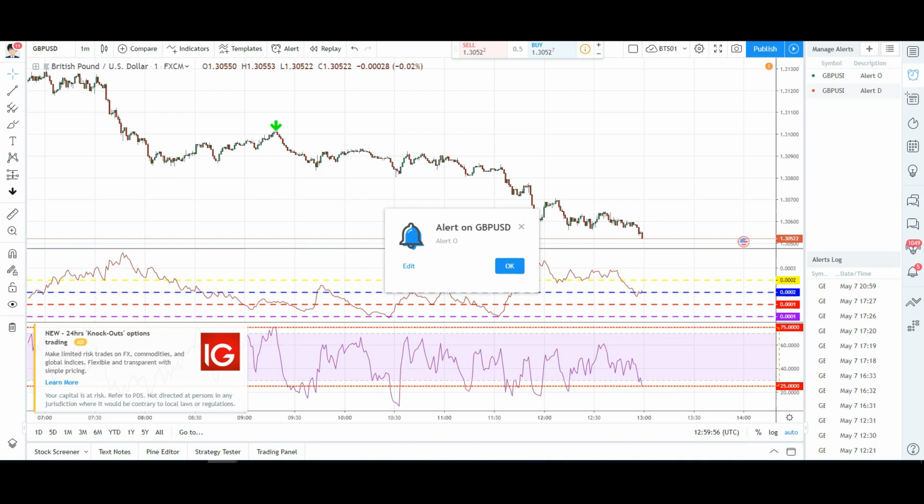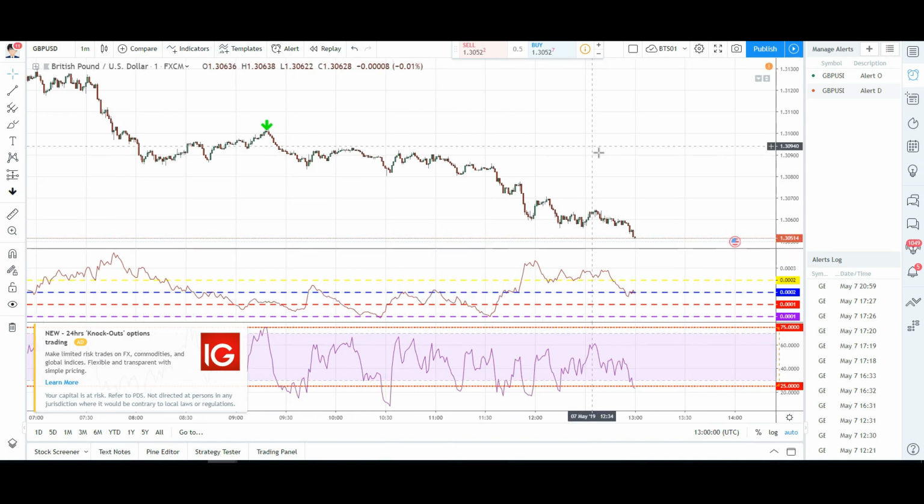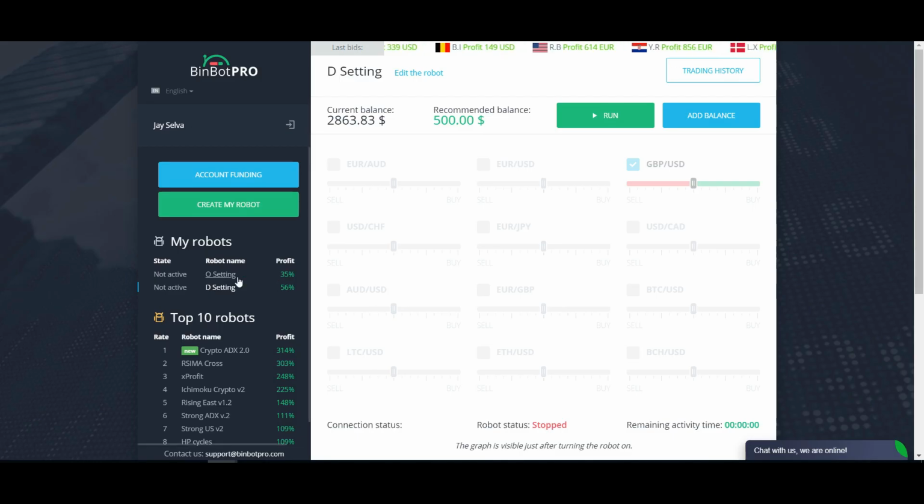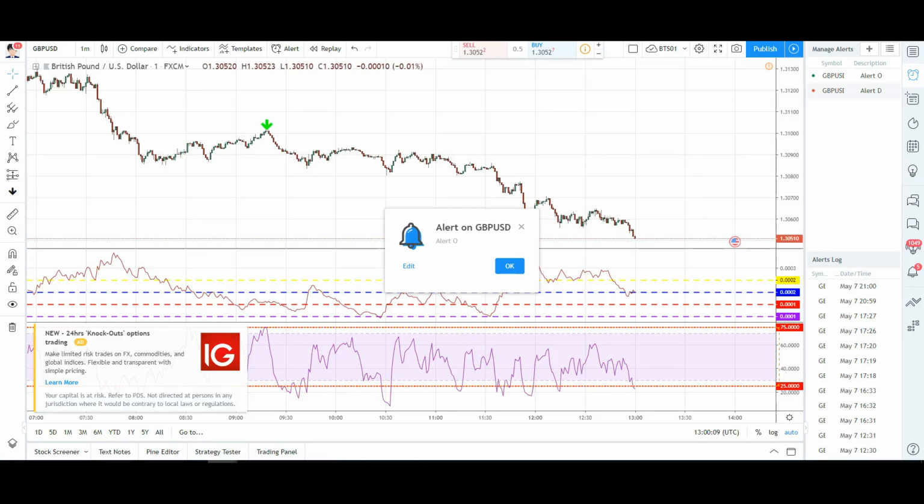Alright guys, so we have an alert right now. It's about 4 seconds till the candle closes. Alright, the candle just closed, and you can see clearly the RSI is outside the channel. I'm going to turn on settings O right now. So pretty much I have to decide which setting to use while I'm watching the RSI alert.